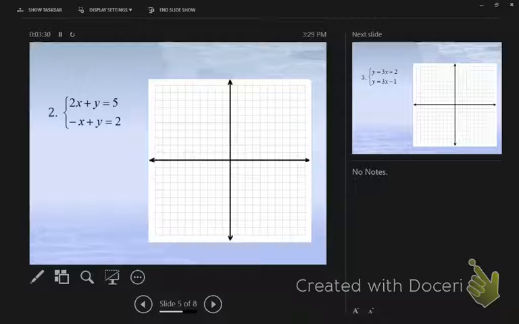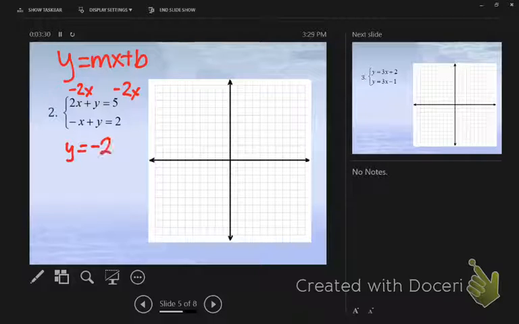On number 2, the first thing we need to do is put them into slope-intercept form. We want them to look like y equals mx plus b so that we can graph them easier. On these, it's not too bad. We're going to have to subtract 2x from both sides on the first equation to get y equals negative 2x plus 5. And we'll have to add x on the second equation, giving us y equals x plus 2.